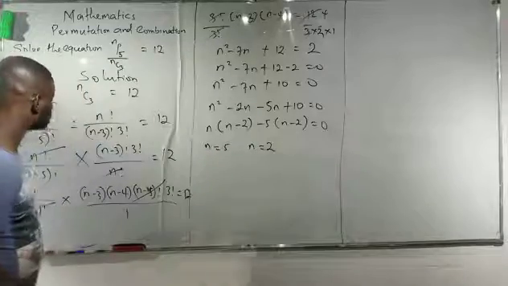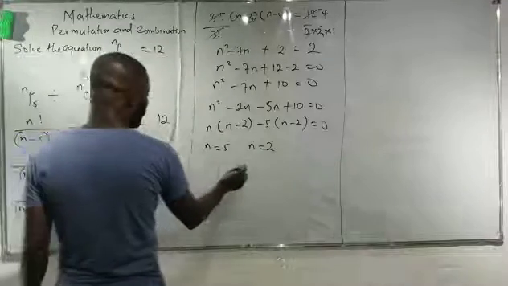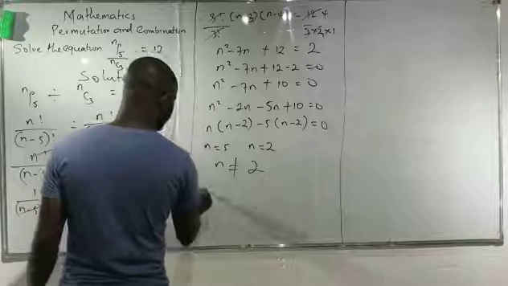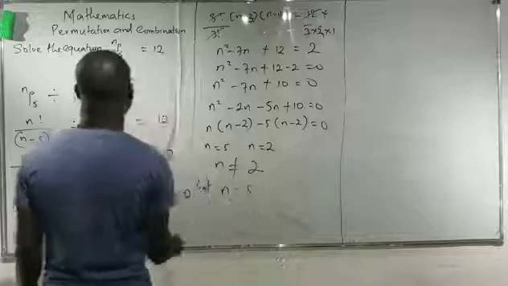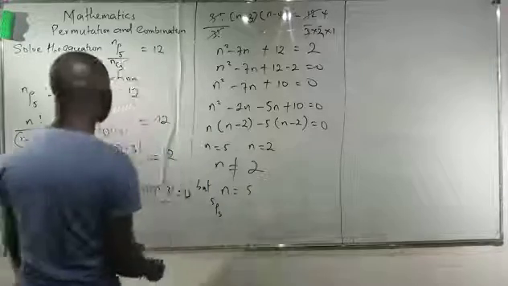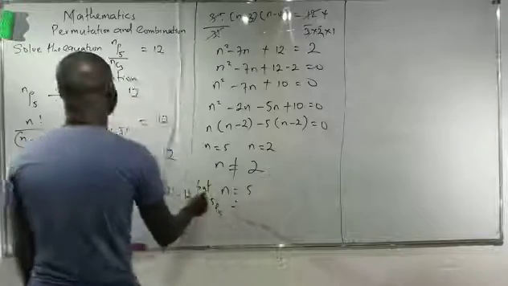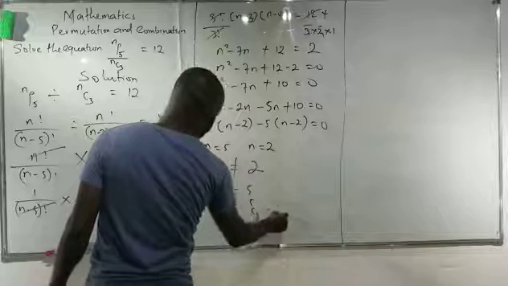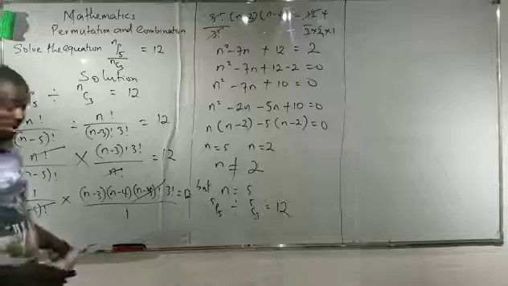Now, mind you, it will be very wrong. My n cannot be equal to 2, but n equals 5, because 5 permutate 5 is allowed, and it can also be divided by 5 permutate 3, which is 12. That is just it. I think I've done it.